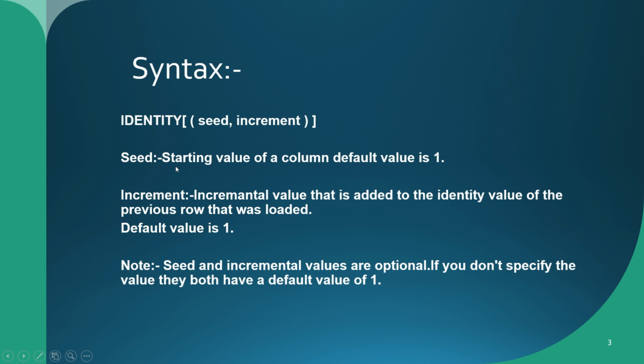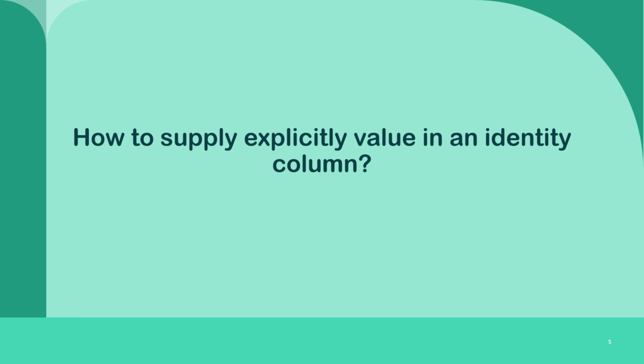And this is the syntax of creating an identity column. It takes two parameters. The first one is the seed and the second one is the increment. Seed is the starting value of a column, and the default value is 1. The next is increment, the incremental value that is added to the identity value of the previous row that was loaded, and the default value is 1. That means it increments by 1. Note that seed and increment values are optional, and if you don't specify them, they both have a default value of 1.